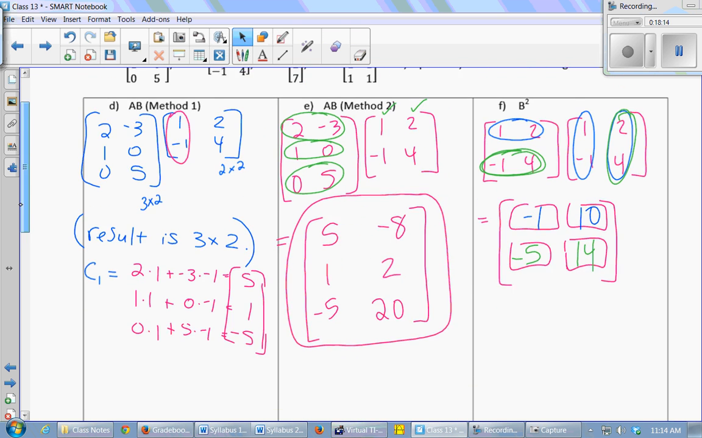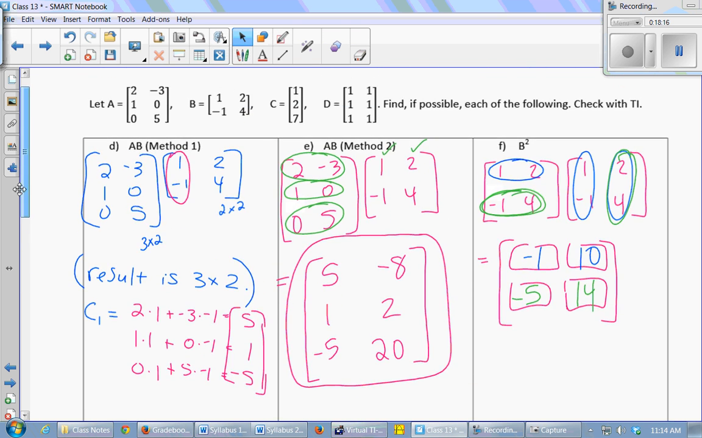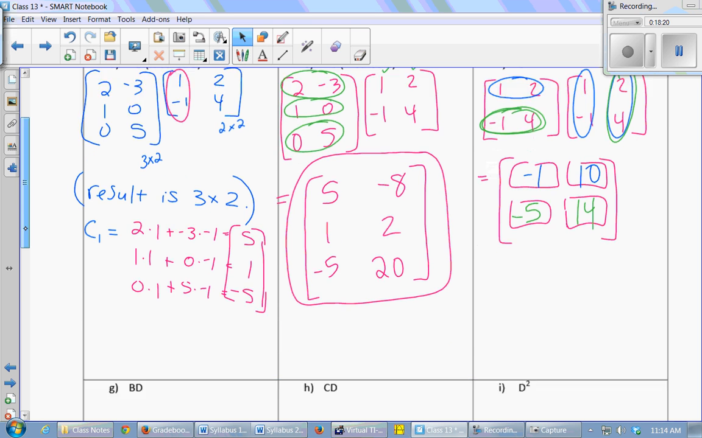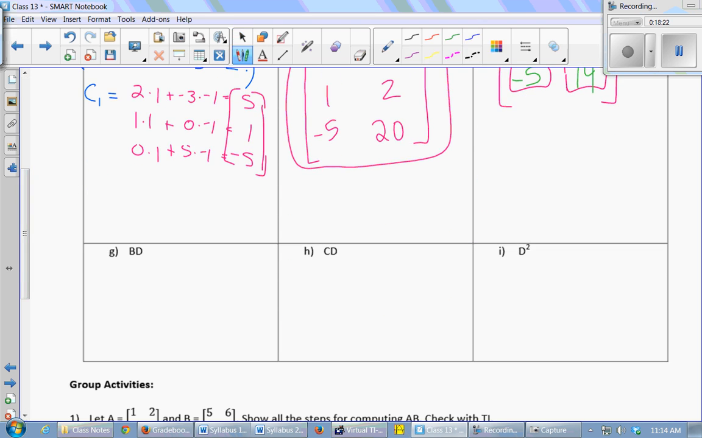All right, B times D. What are the dimensions of B? Yeah, what are the dimensions of B? 2 by 2. What are the dimensions of D? 3 by 2. Can't do it, right? The inner dimensions have to match. The columns of B have to equal the rows of D, so this is invalid or not defined.